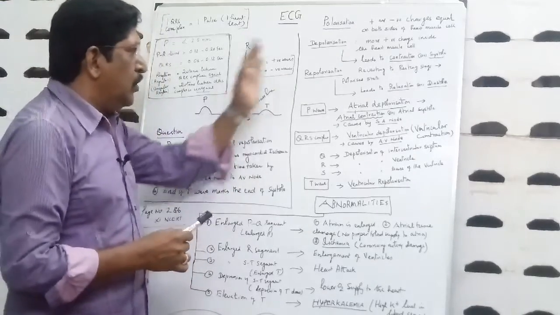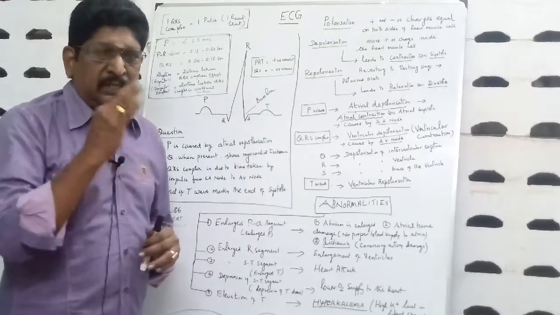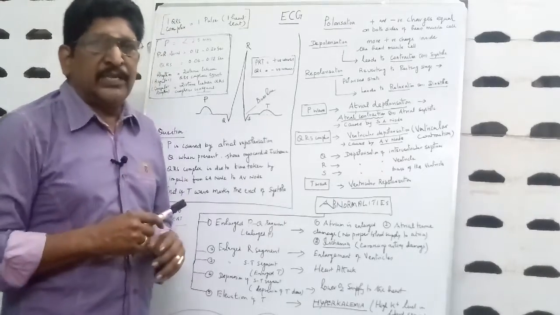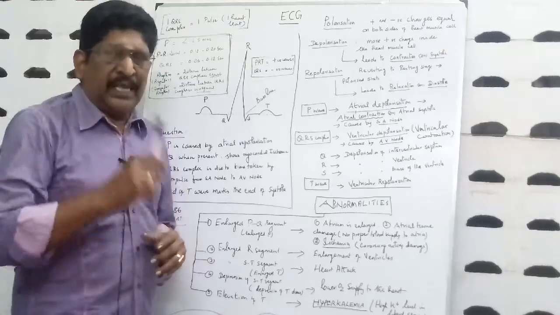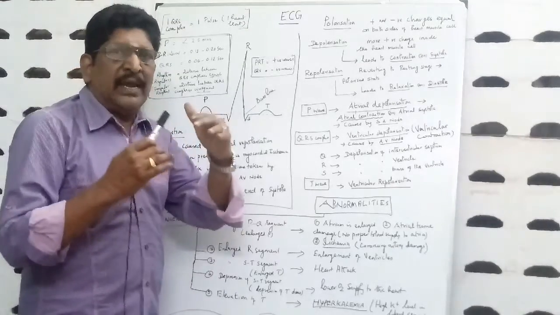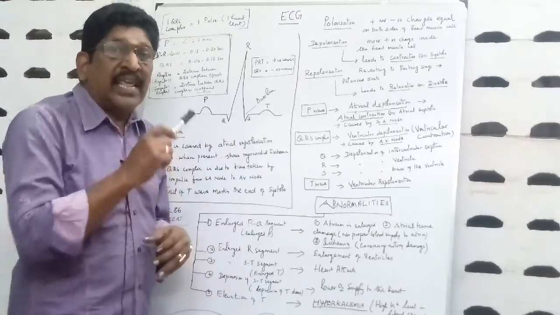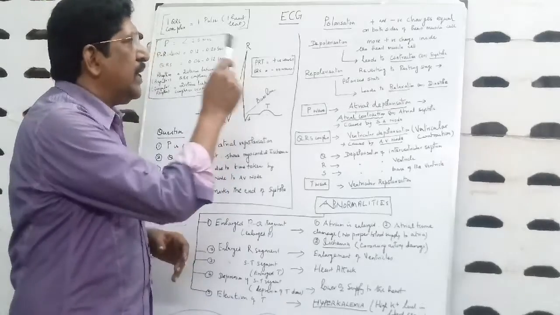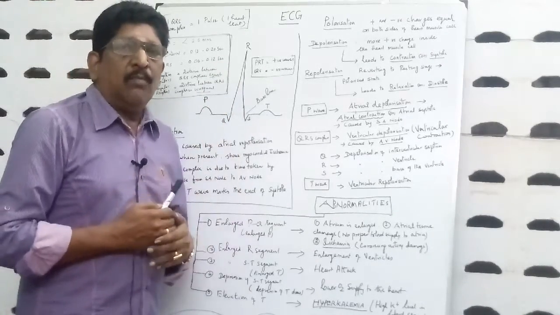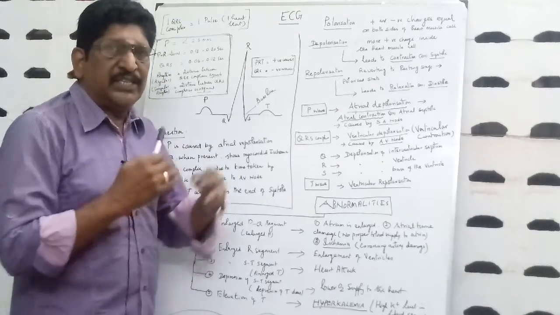For that we have to know the basic things about the ECG. You must know 3 words: polarization, depolarization and repolarization. So what do you mean by polarization? Polarization means the positive and negative charges in and out of the heart membrane are equal. That is called polarized stage. So plus and minus charges are equal on both the sides of the heart muscle cell. Resting stage.